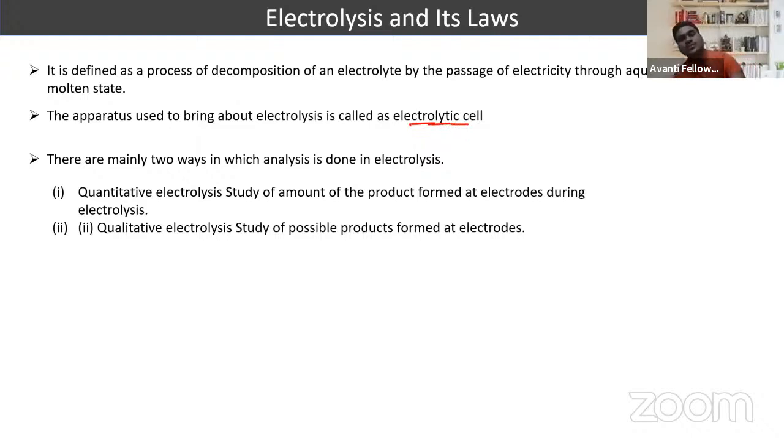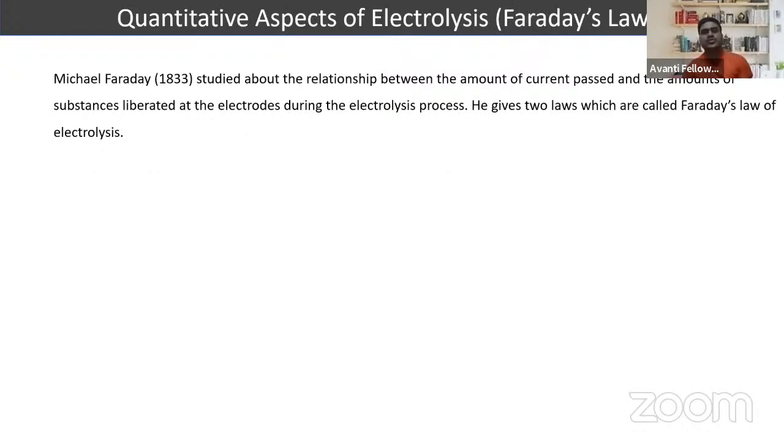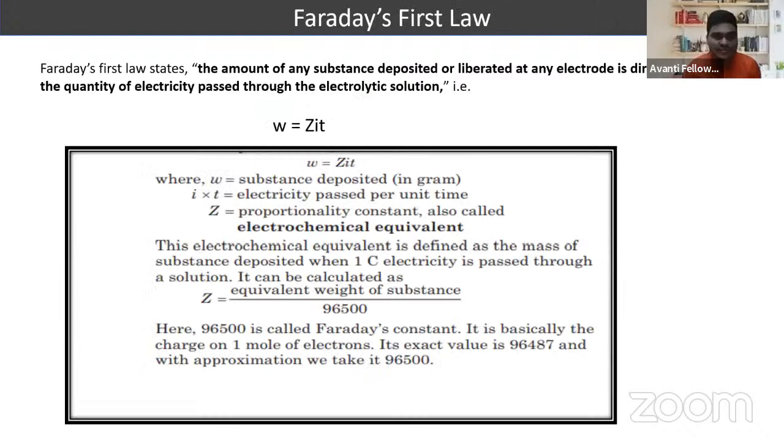There are mainly two ways in which the analysis is done in electrolysis: quantitative or qualitative electrolysis. So basically, in the quantitative aspect of electrolysis, we use the Faraday laws, right? Michael Faraday studied the relationship between the amount of current passed and the amount of substance liberated at the electrode during the electrolysis process. He gave two laws which are known as Faraday laws, right? So this is the Faraday first law.